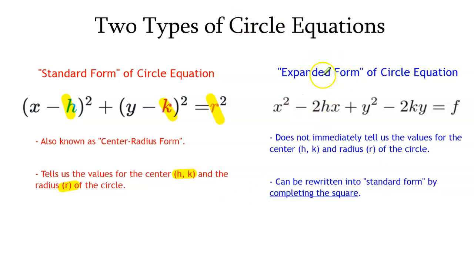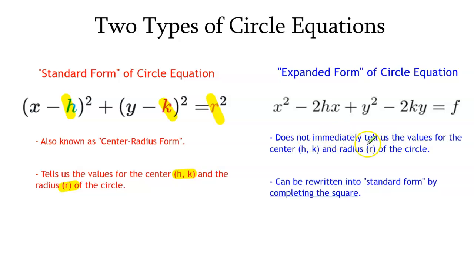However, sometimes the problem will give it to you in so-called expanded form. Expanded form, you can tell because it doesn't have the parentheses. You can also tell because there are values with x squared, there are values with x, y squared, y, and there's sometimes, but not always, a constant on the other side. Sometimes the constant is on the left side, sometimes it's on the right-hand side. The expanded form is okay, but it doesn't immediately tell us what the values are for the center and the radius. There's a way to figure out h and k, but there's not a really good way to figure out r. So the problem is that expanded form, if they give it to you, it's hard to tell what the center and the radius are of the circle.